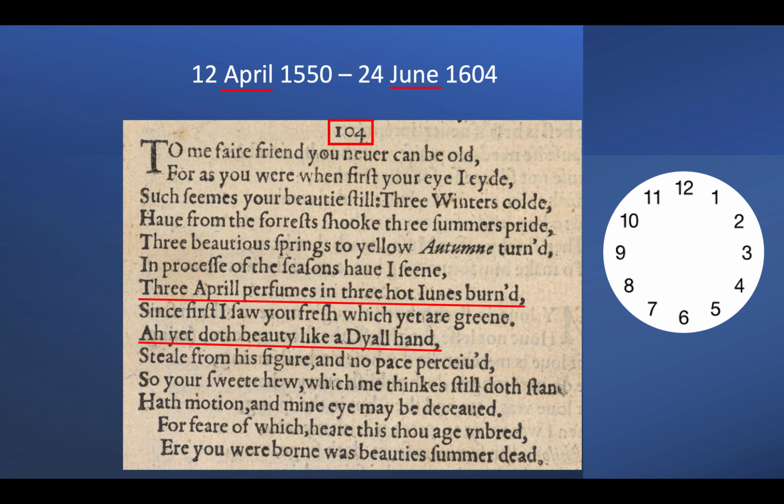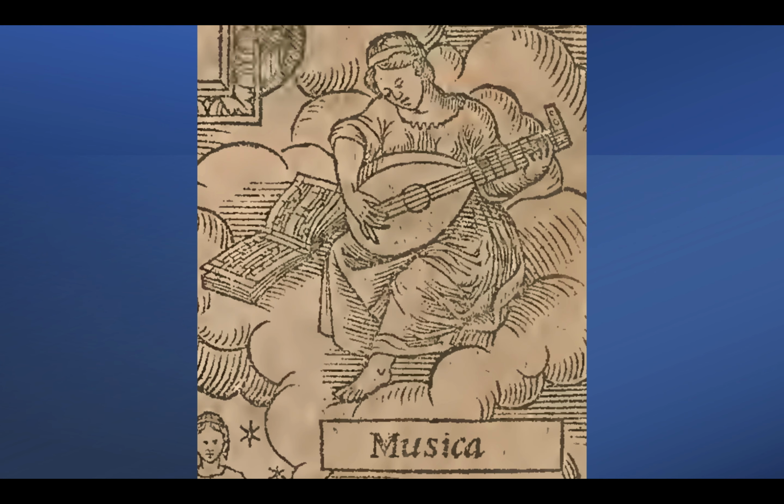So we have April and June there. Just notice this is sonnet 104. This is really important and is going to be important in a little bit. If you draw that on a clock face, 10 and 4 are directly opposite each other on a clock face, which is quite interesting. And we also have some fours there.